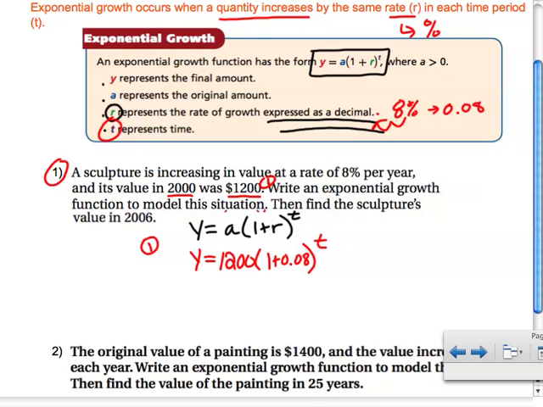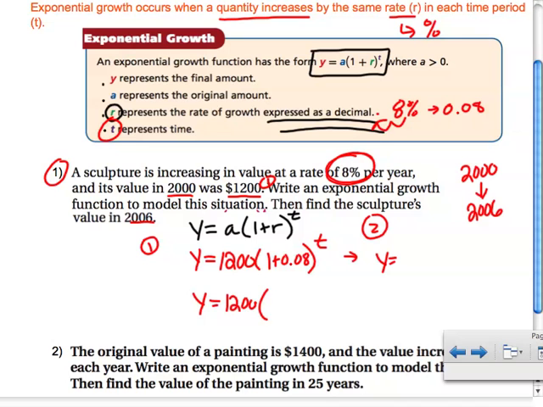T represents time. We're not going to plug in 2006 here. We're going to plug in how much time we allow this exponential function to continue to model this increasing value of our sculpture. How much time are we going to be talking about here? Well, from 2000 to 2006. So our time, you probably guessed it, should be 6 years. So y equals 1,200 times, and we can do this addition, 1.08 to the t. This is basically your final answer for step 1, which is just to write a function.